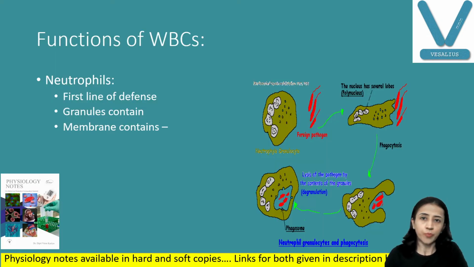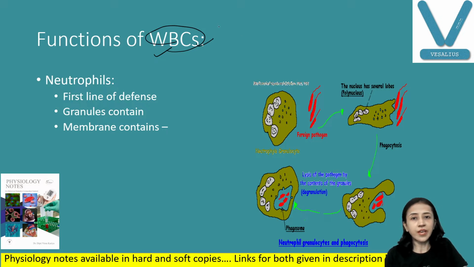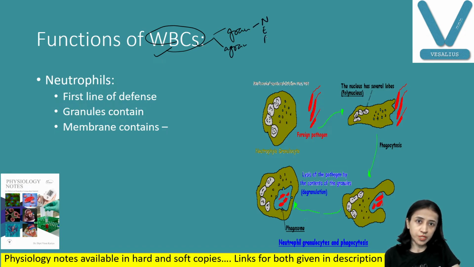Now, let us start with today's topic, that is functions of WBCs. We all know that WBCs are defensive cells of our body, and we have also discussed WBCs are divided into granulocytes and agranulocytes. Granulocytes are neutrophils, eosinophils and basophils, and agranulocytes are lymphocytes and monocytes. We are starting with neutrophils.